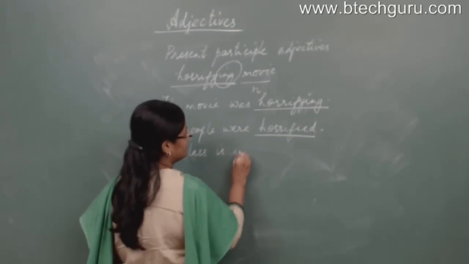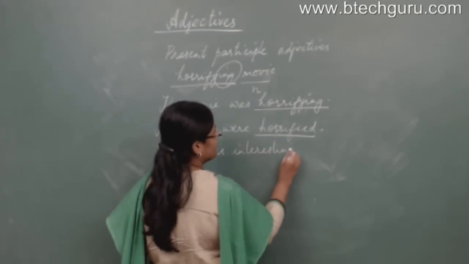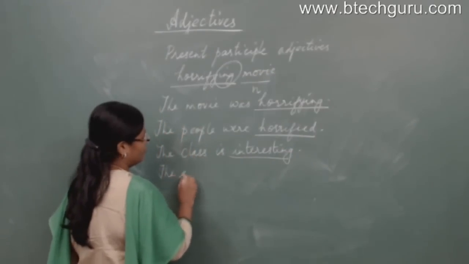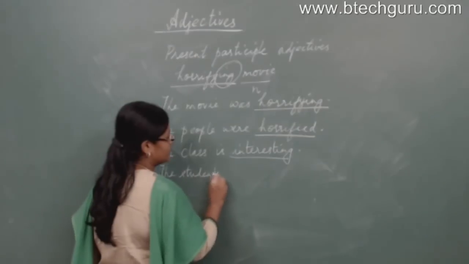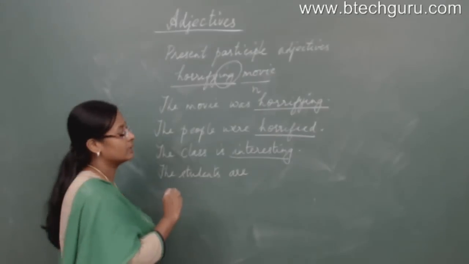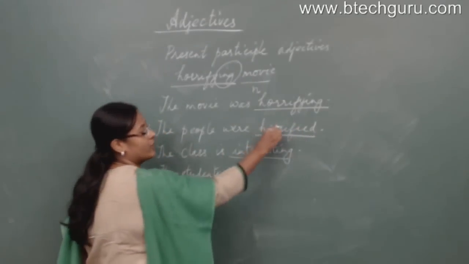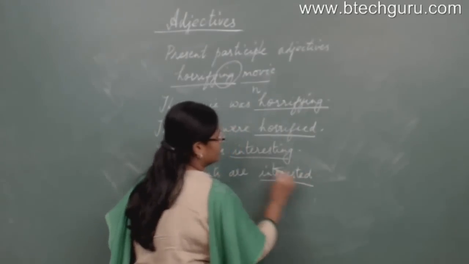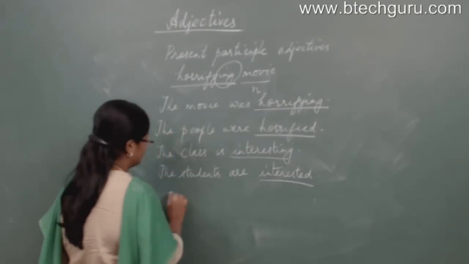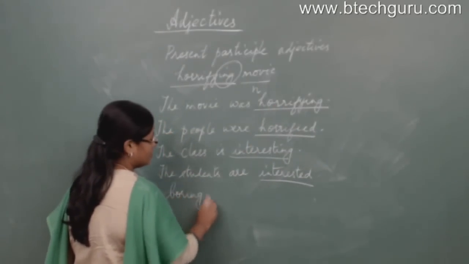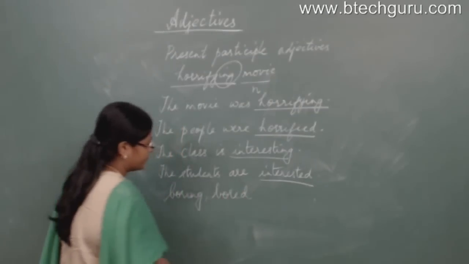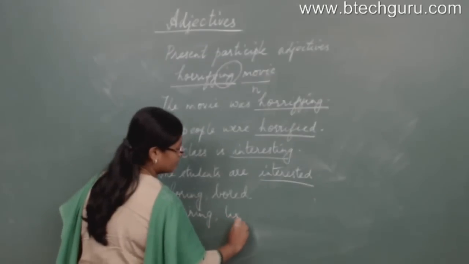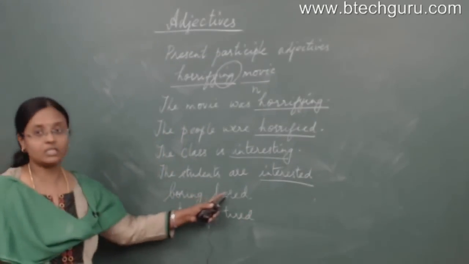The class is interesting. Present participle. But if you want to talk about the students who are attending the class, the students are the same way. Horrified, which word should you use? Interested. Interesting, interested. Horrifying, horrified. Boring, bored. Tiring, tired. Try forming sentences with these words.